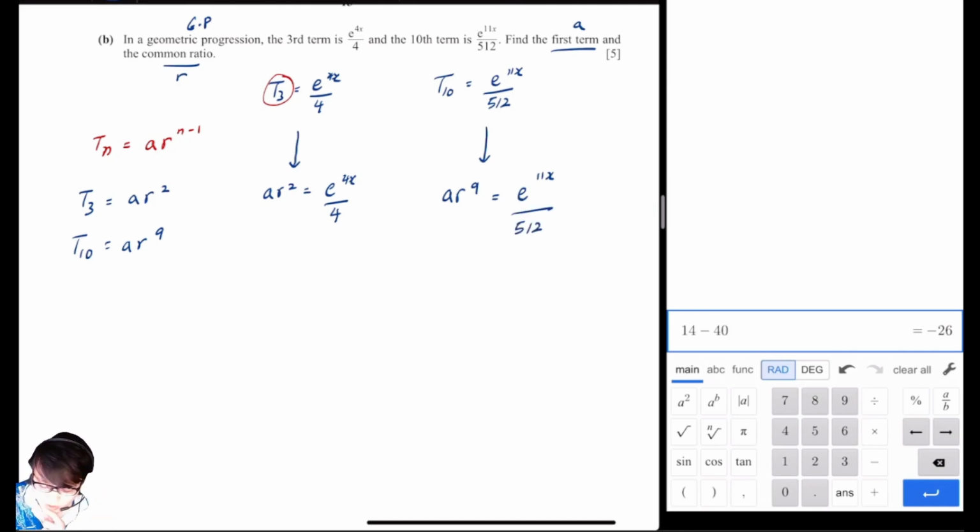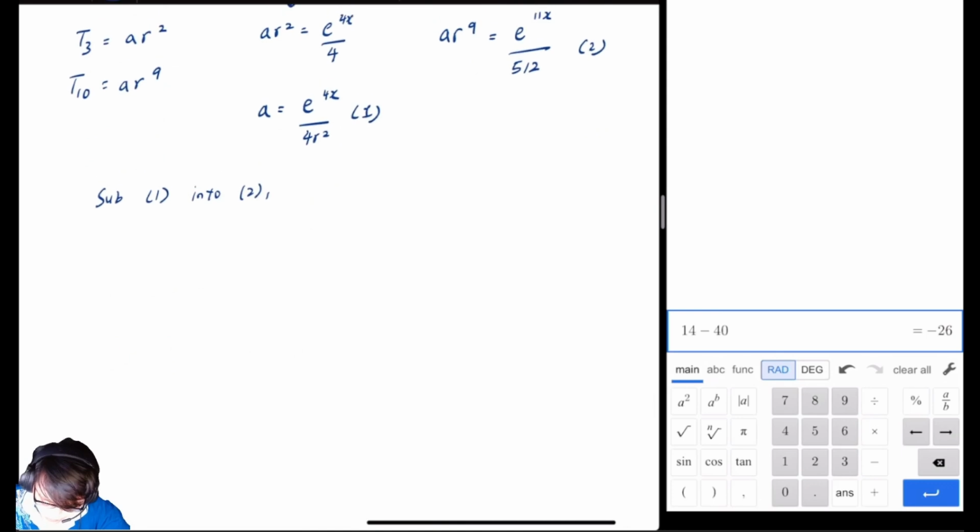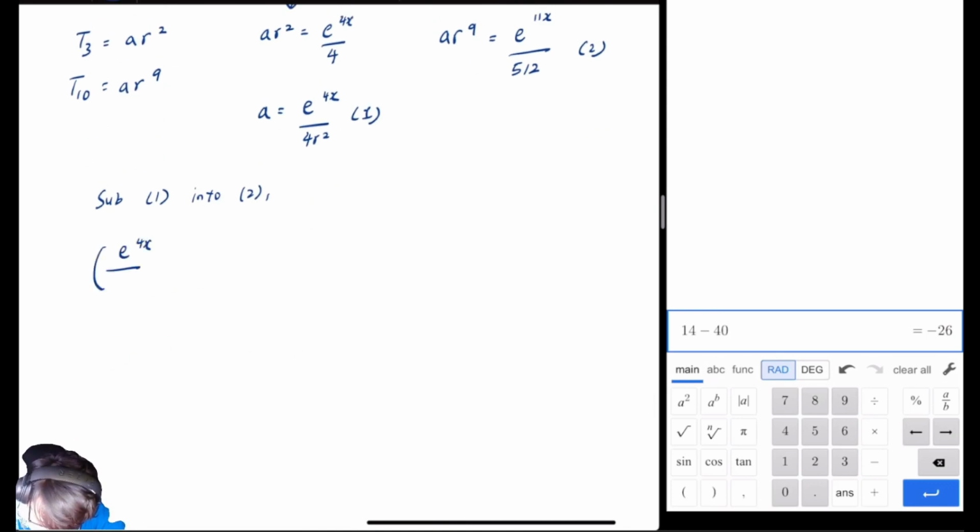So again, how do we solve this kind of problem? We can just make a the subject first. There will be e^(4x) over 4r squared. That's going to be our first equation, and the second equation. Just substitute the first one into number 2, where we will have e^(4x) over 4r squared multiplied by r to the power 9 is equal to e^(11x)/512. Oh, oopsie, I wrote it wrongly.